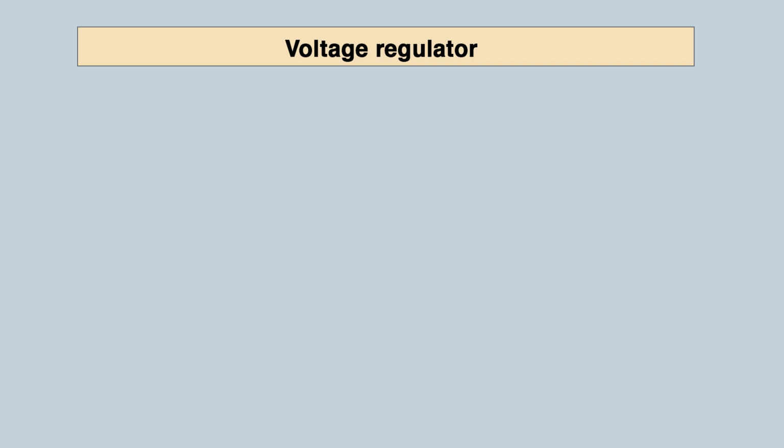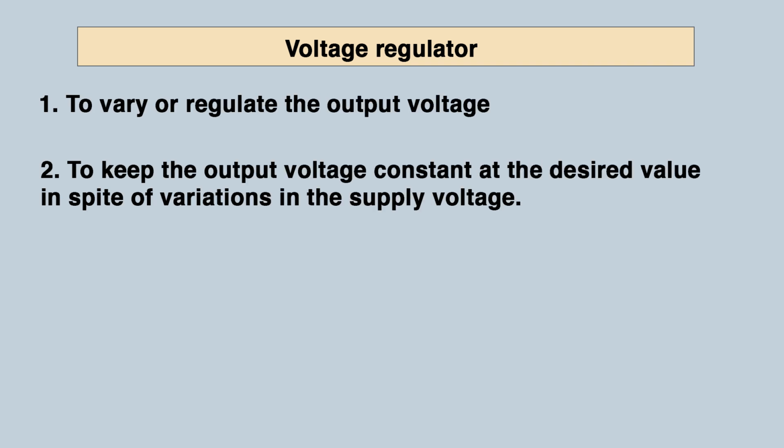It essentially steps down the input voltage to the desired level and keeps it at the same level during the supply. It ensures that even when a load is applied, the voltage does not drop. A voltage regulator is used for two main reasons: to vary or regulate the output voltage, and second, to keep the output voltage constant at the desired value in spite of variation in supply voltage.